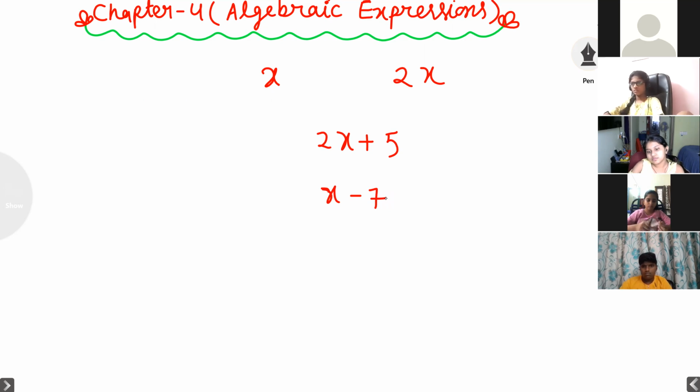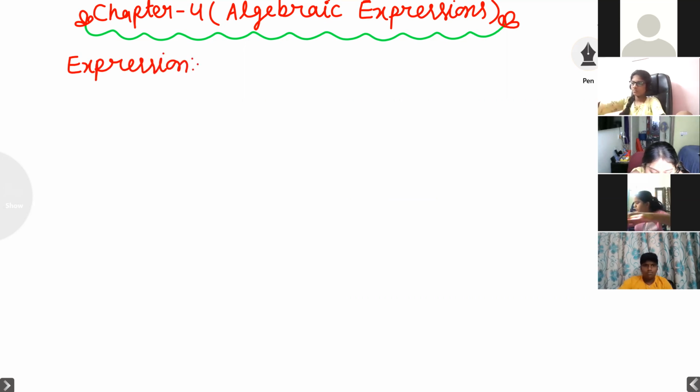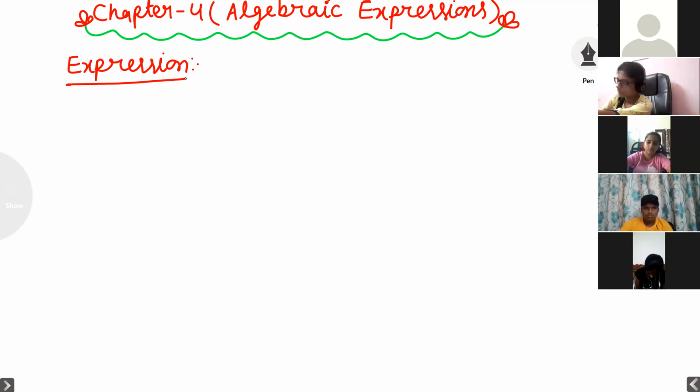Firstly, I want to explain what is expression. Left side key heading, expression. If anyone is asking what is the use of algebra, then you can give the answer: if I want to find out an unknown value, then we can use the algebra concept. The branch of mathematics dealing with symbols and rules for manipulating these symbols.